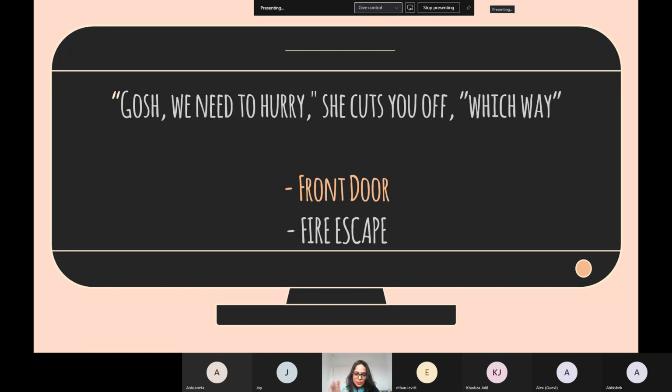She understands the noises because of the language, but you don't. She doesn't really tell you, but she makes faces as if she's hurried. And then she's like, we need to get out of here. And you're like, what is happening? And then she goes, gosh, we need to hurry. Which way? And no matter which way you choose, you go through the front door. And what I found is that this was effective for players even when the trick was repeated over 4 times in my study.